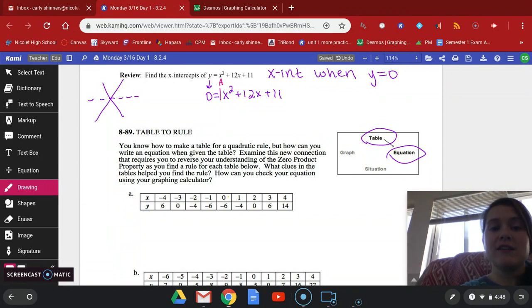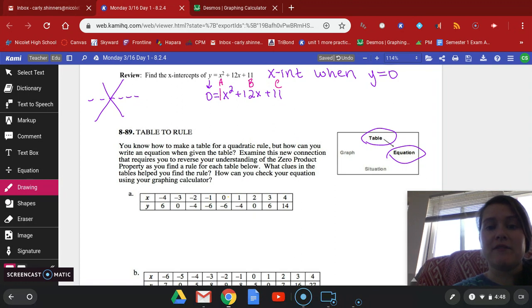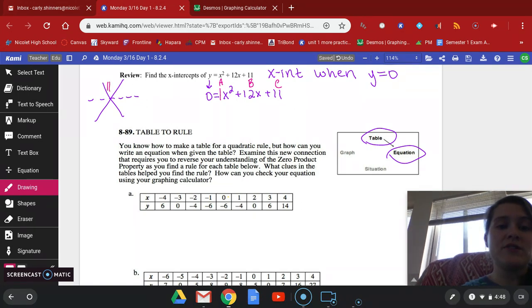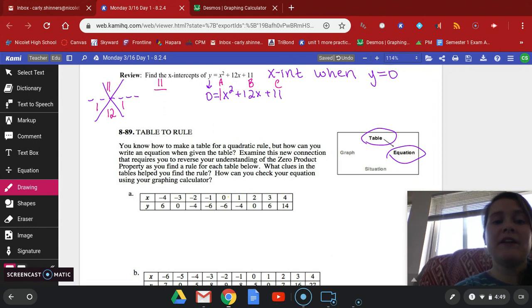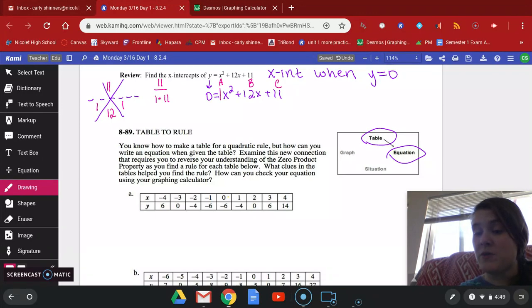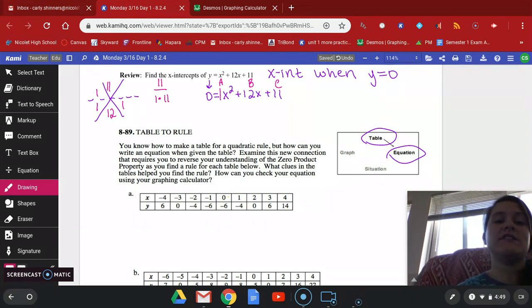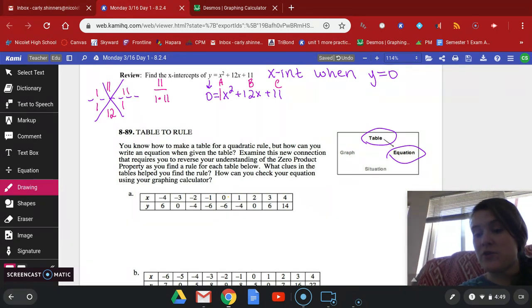It looks like my A is 1, my B is 12, and my C is 11. 1 times 11 goes up top, 12 goes on the bottom, and 1 goes underneath my dashed line. What multiplies to 11? 11 is prime, so the only way to multiply to 11 is 1 times 11. Does that add to 12? 1 plus 11 does give me 12, so I know that those are the values for P and Q.